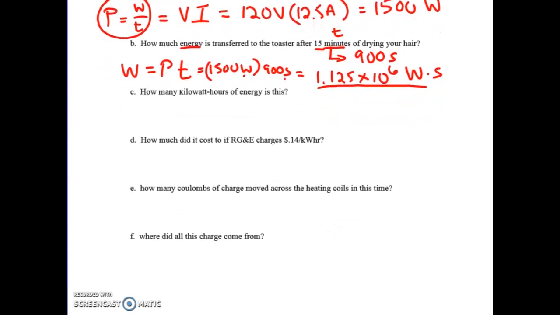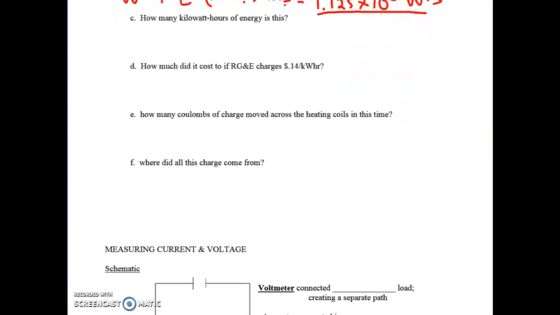Okay, I'm going to skip C, I'm going to skip D, and I'm going to go down to E. How many coulombs of charge moved across the heating coils at this time? Okay, so what do I mean by that? Well, we have a circuit, and in that circuit, we've got charges circulating around, delivering energy from the voltage source to the hairdryer. So one question we can ask is, well, how much charge is that? So what's the symbol for charge? Hopefully you've forgotten. We're going to call that Q. You can use the uppercase or lowercase q here. It doesn't matter.